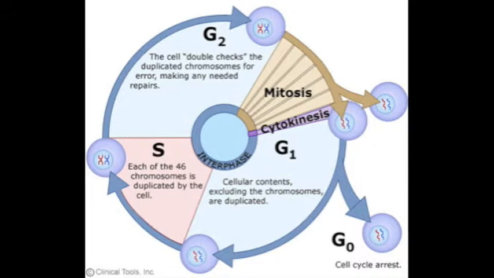Mitosis is the division of one nucleus into two genetically identical nuclei. The cell starts to divide with mitosis, and cytokinesis finishes off the division. After the cell cycle is complete, there are two cells genetically identical to the parent cell.